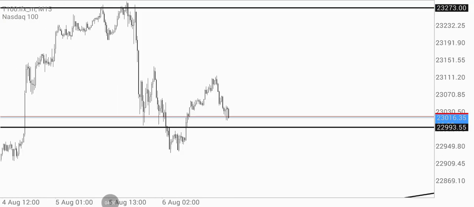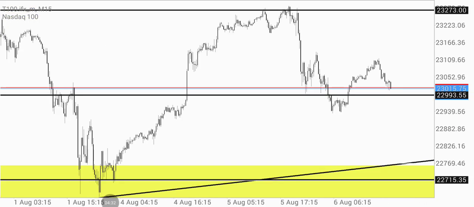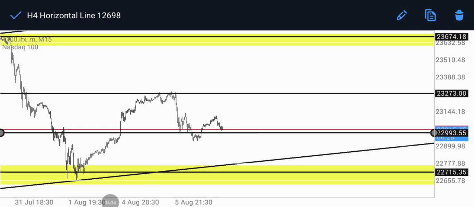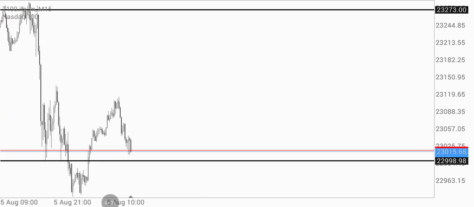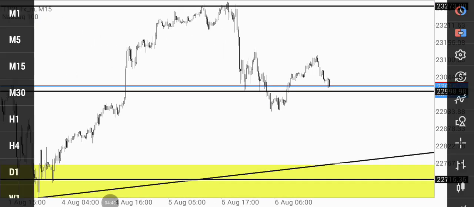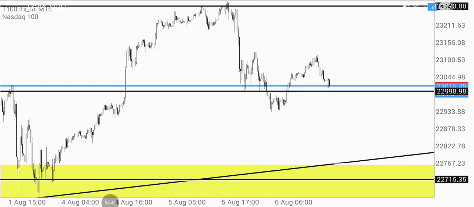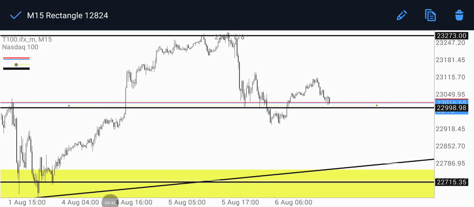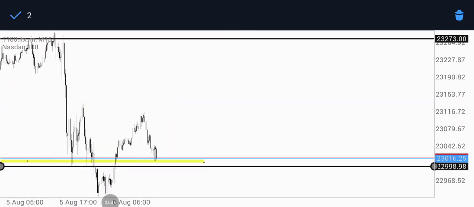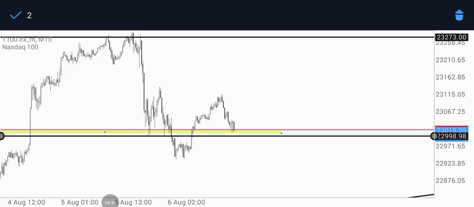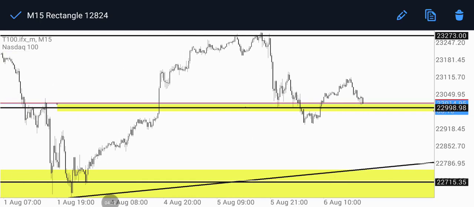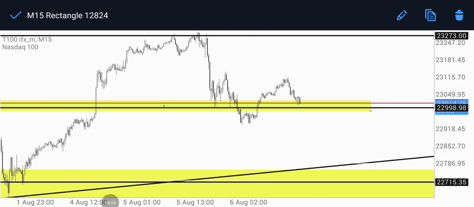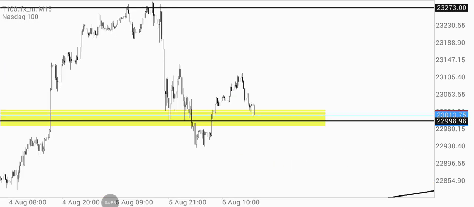If we're looking for buys, I'm looking for the market to give me rejections around this trend line, this horizontal support with this one. So I'm looking for the market to give me a strong bullish candle around the zone, as you can see, so that I can start buying.